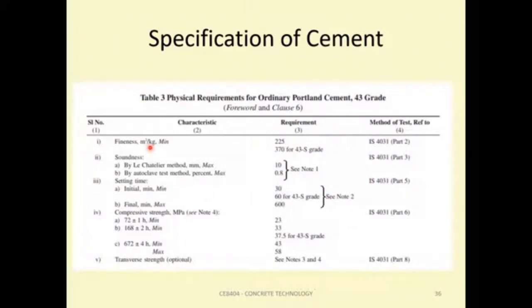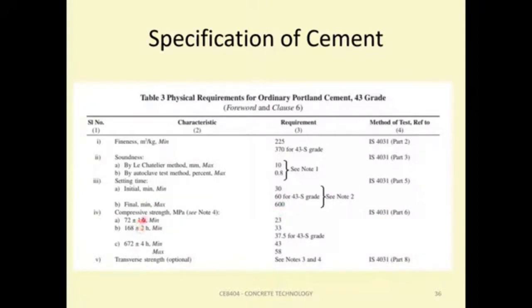Specification of cement, that is, the physical requirements for ordinary Portland cement 43 grade. For the fineness test, the value should not be less than 225 meter square per kg. For the soundness test, the Le Chatelier expansion should not be greater than 10 mm, and for the autoclave test, it should not be greater than 0.8%. Initial setting time should not be less than 30 minutes, and 60 minutes for 43 grade, and the final setting time should not be more than 600 minutes, that is 10 hours.